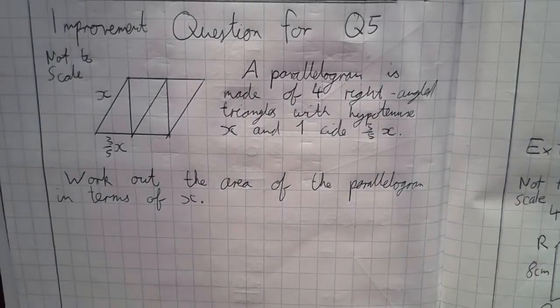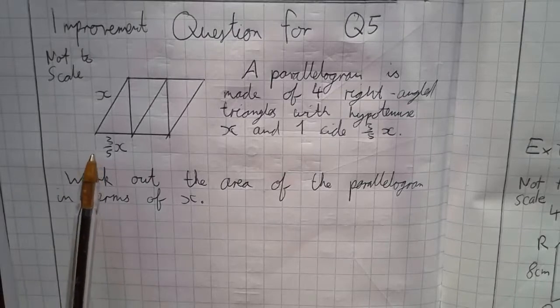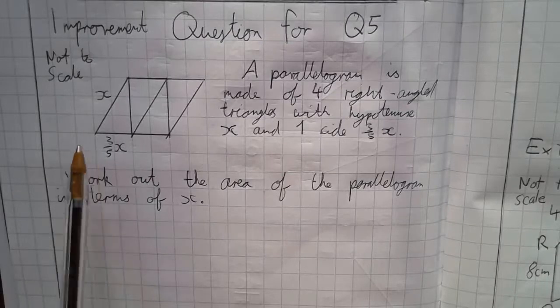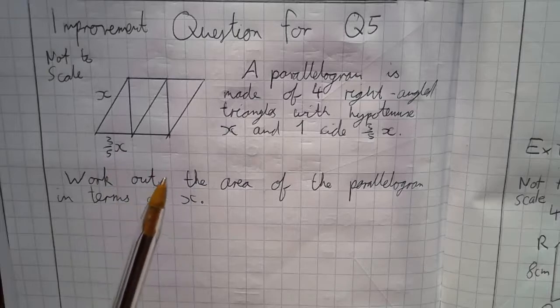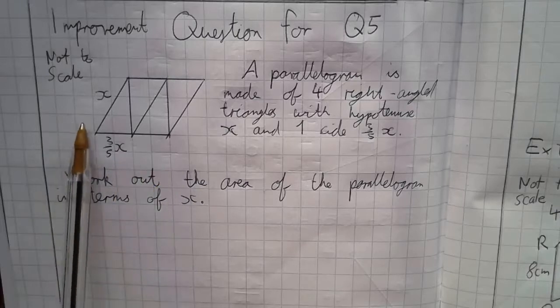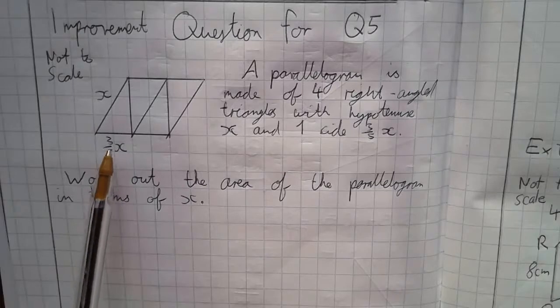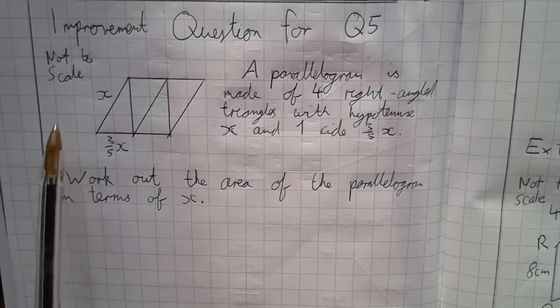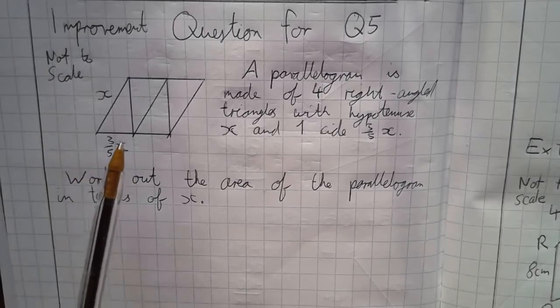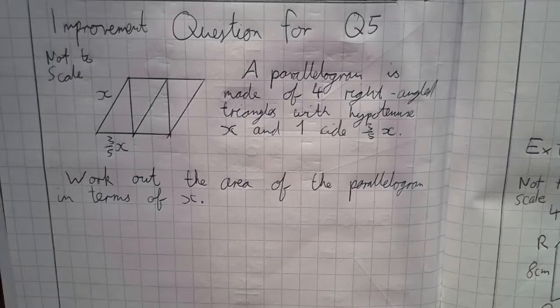Not to scale. A parallelogram is made of 4 right-angled triangles with hypotenuse x and one side which is 3/5 x. So each triangle has hypotenuse x and one of its sides is 3/5 x. And all you need to do is work out the area of the parallelogram in terms of x. Please copy this question neatly and complete showing all working. Thank you.